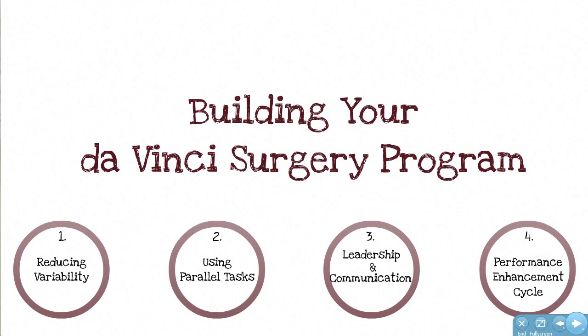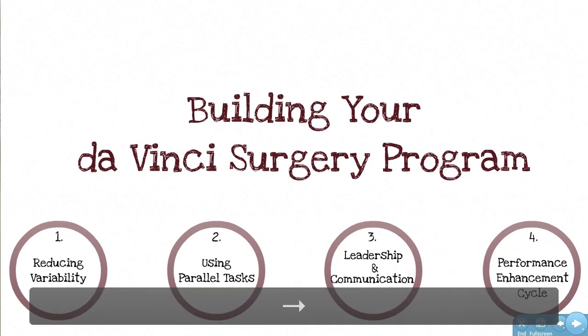It's a 4-part series. Our first part talked about reducing variability. This part talks about using parallel tasks. I would encourage you to watch them in series 1, 2, 3, and then 4. They build on one another. So if you haven't watched number 1 yet, I'd encourage you to go back and watch that. This section is going to talk about using parallel tasks.